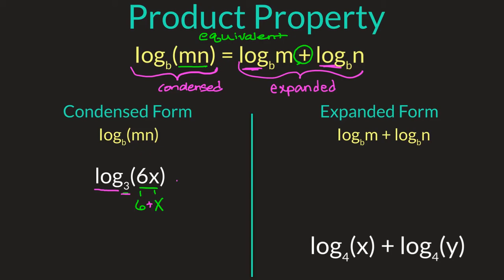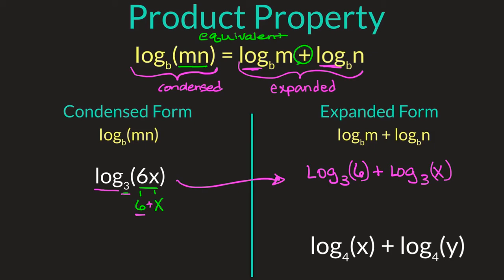So for example, what this looks like, I'm going to write log base 3, and then my first part was 6, so it'll be log base 3 of 6 plus, and then I'm going to repeat my log base 3 of x. Now, some people like to have the 6 in parentheses or the x. Either way is acceptable. So that's our first example, going from a condensed to expanded form.